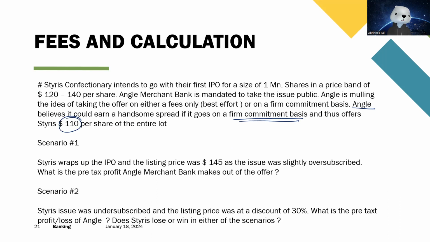Okay. Now let's see what happens. Scenario number 1 says that Stylus wraps up the IPO and the listing price is 145. What is the pre-tax profit for Angle Merchant Bank here? Now, here again, we need to understand that we cannot say what exactly has been the profit as far as Angle is concerned. Why? For two reasons. Reason number one, we know at what price Angle has bought the shares from Stylus.